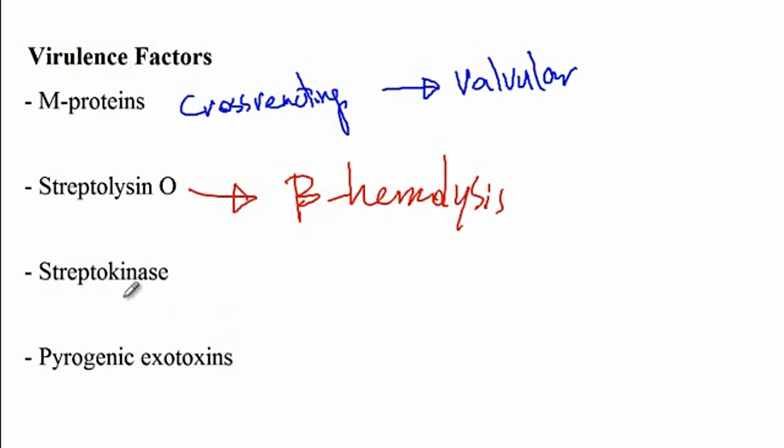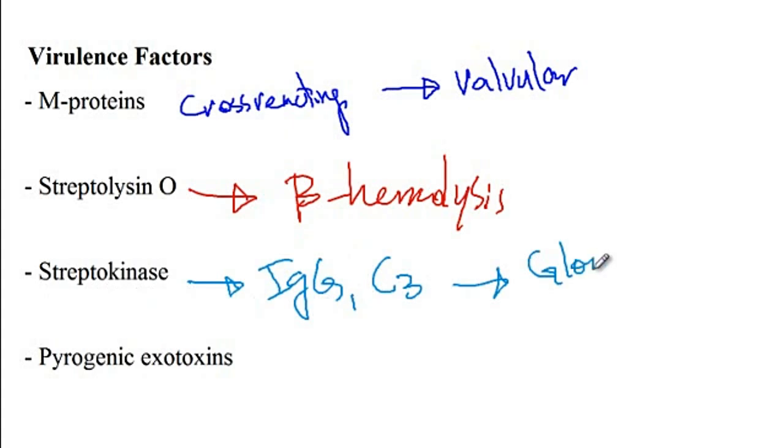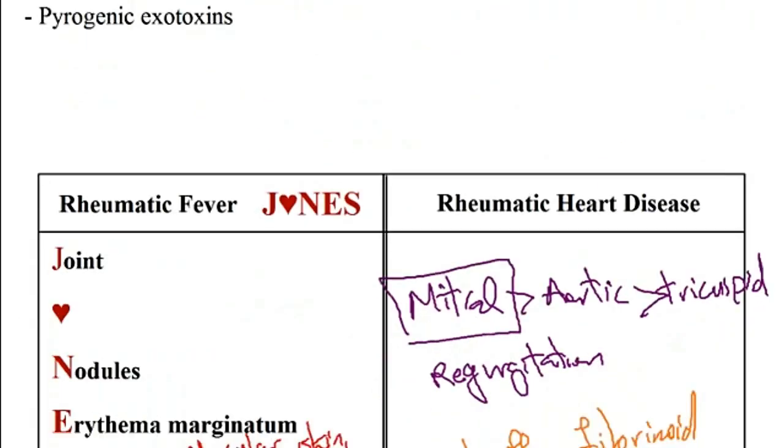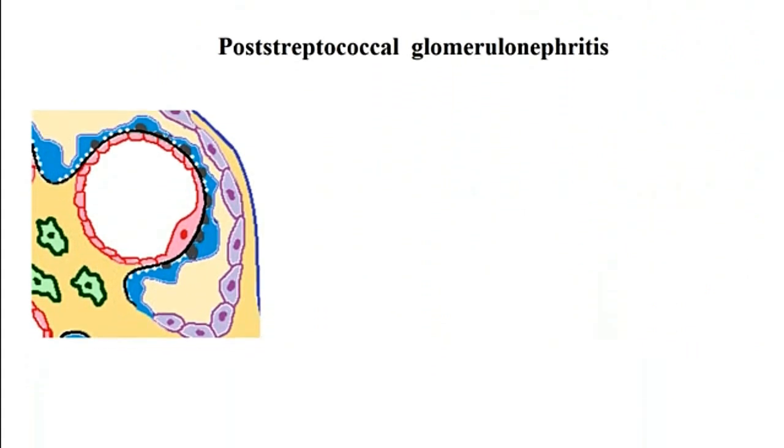And it's thought that streptokinase binds to the glomeruli, as a consequence of which there would be antibodies, IgG, as well as complement molecule C3 that will attack the surface of the glomerulus, and therefore it will lead to acute post-streptococcal glomerulonephritis. So here I would like to discuss acute post-streptococcal glomerulonephritis.